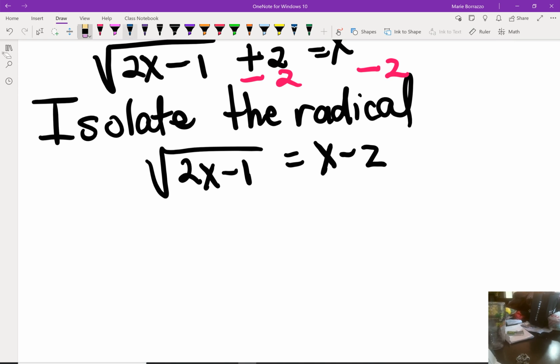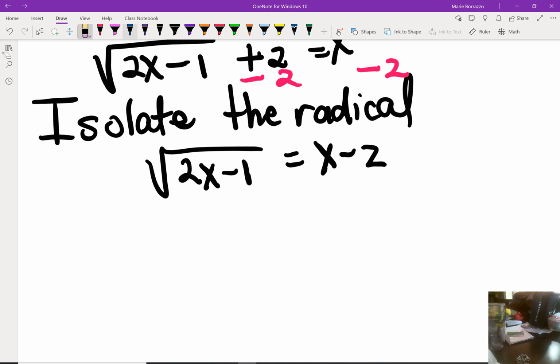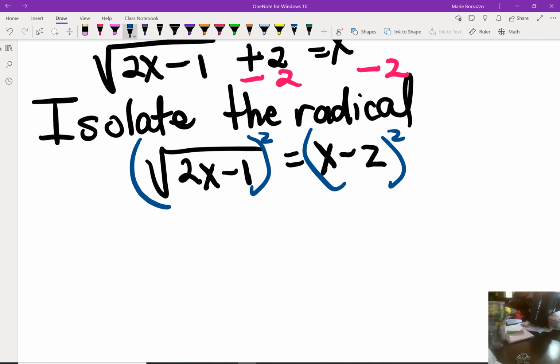Same thing if this were cubic. So if this were the cubic root of 2x minus 1, in theory, this is just 2x minus 1 raised to the 1/3. Okay? Now, having said that, that means that what I need to do here is raise both sides. What I do to the left, I have to do to the right. What I do to the bottom, I have to do to the top. In this case, left and right.